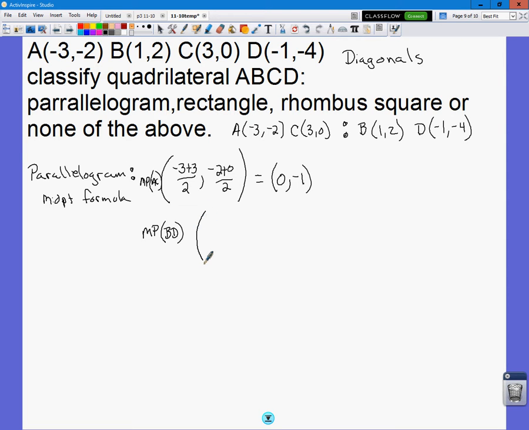And I do the same thing. x1 plus x2, 1 plus a -1, divided by 2. y2 plus y1, 2 plus a -4, divided by 2. Well, 1 plus a -1 is 0. 0 divided by 2 is 0. 2 plus a -4 is a -2. Divided by 2 is a -1. So, yes, it is a parallelogram.